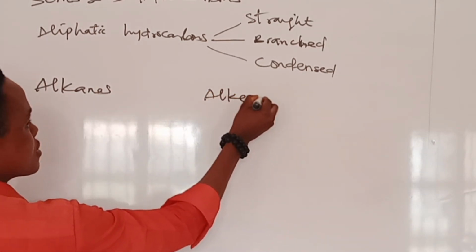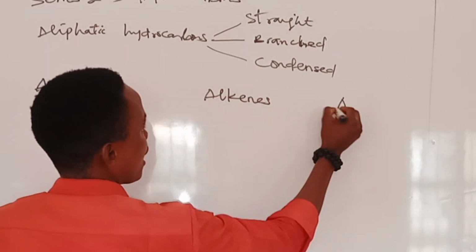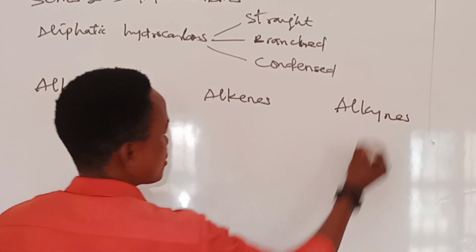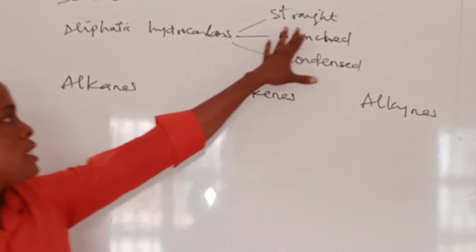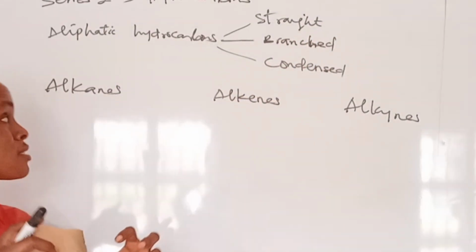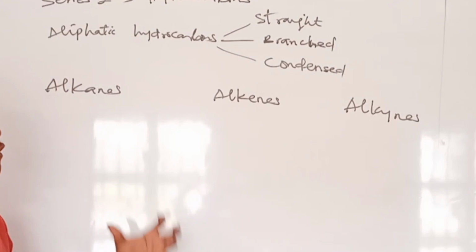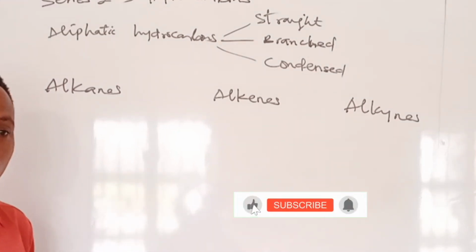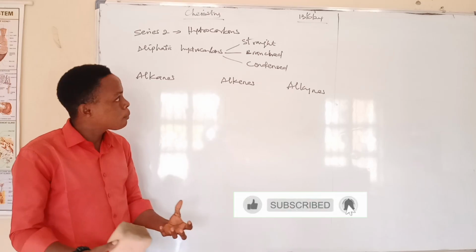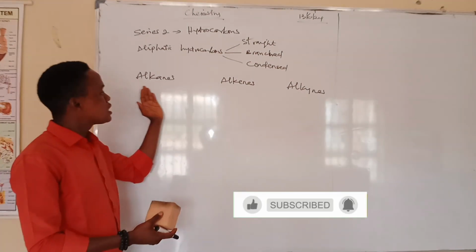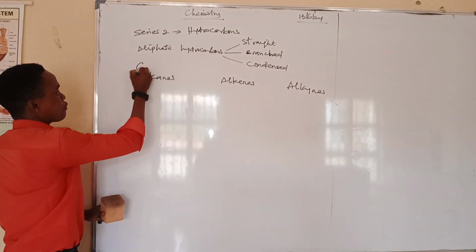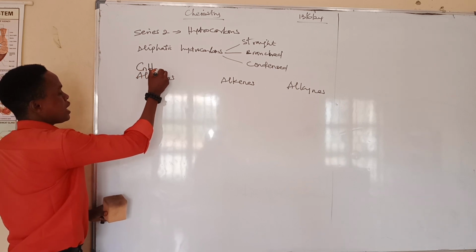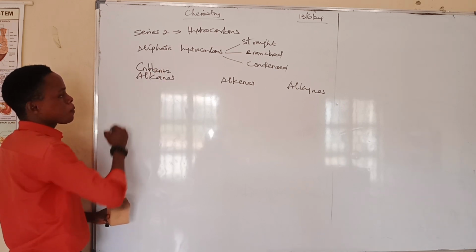Okay, now for us to study this properly, let's look at alkanes, alkenes, and alkynes. Alkanes, alkenes, and alkynes. Before we start writing the chains, the number of carbon atoms and the number of hydrogen atoms present in a particular organic compound, we are going to be looking at these three subheadings. Now, here, alkanes have the general molecular formula CnH2n+2.